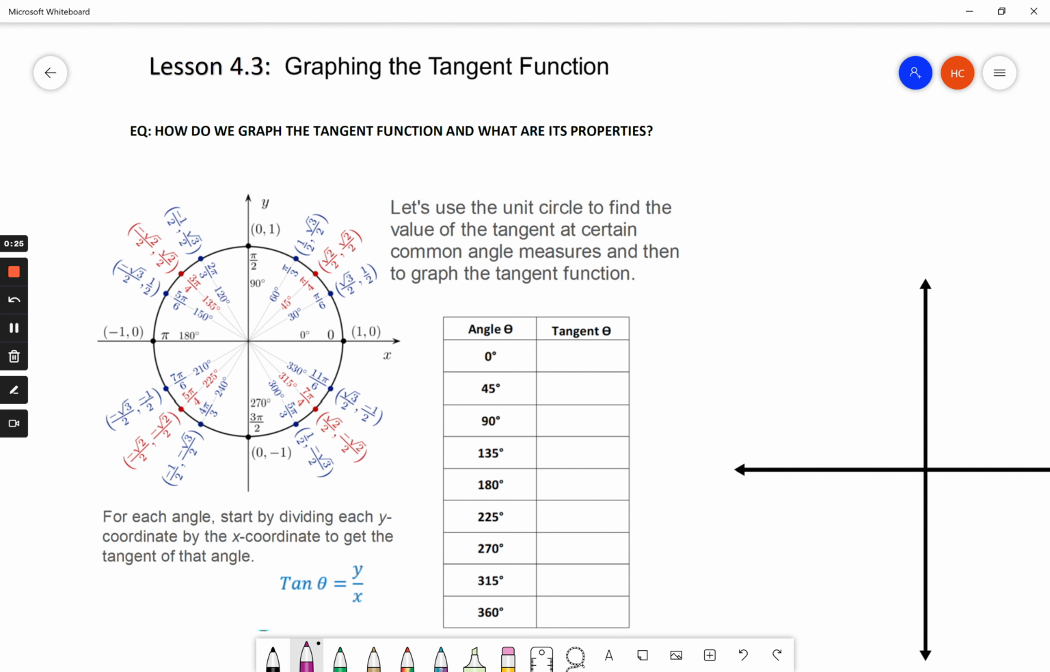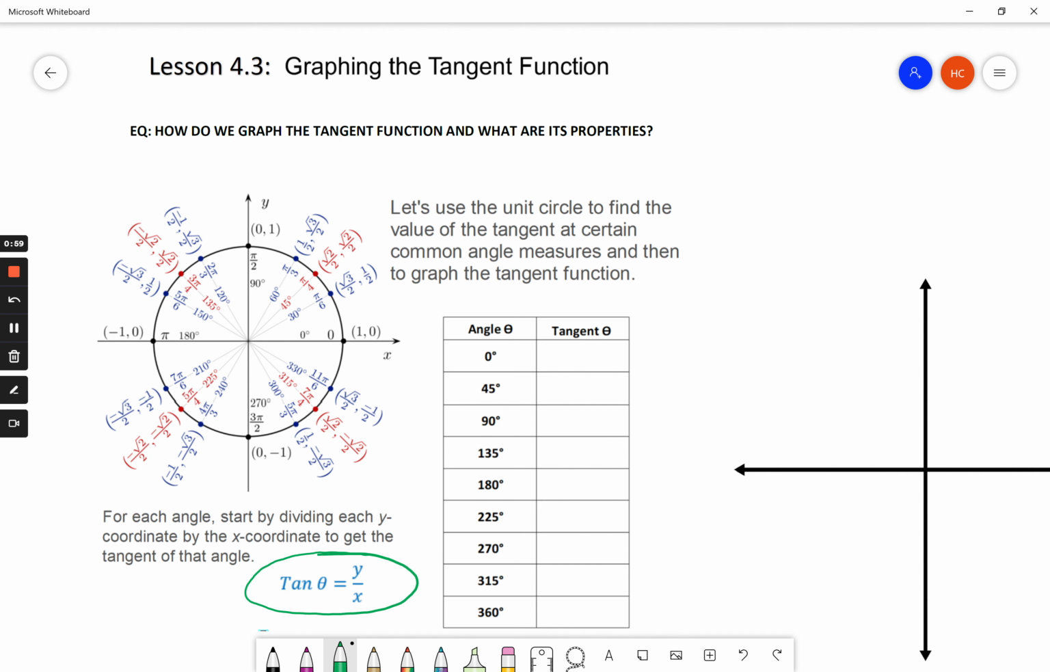Let's use the unit circle to find the value of the tangent function at certain common angle measures, which would make it so much simpler for us to graph the tangent function. So in the table provided, you will see that we have some selected angle measures, and we need to remind ourselves that the tangent of any angle is the quotient of y divided by x. We'll always divide the y coordinate by the x coordinate.